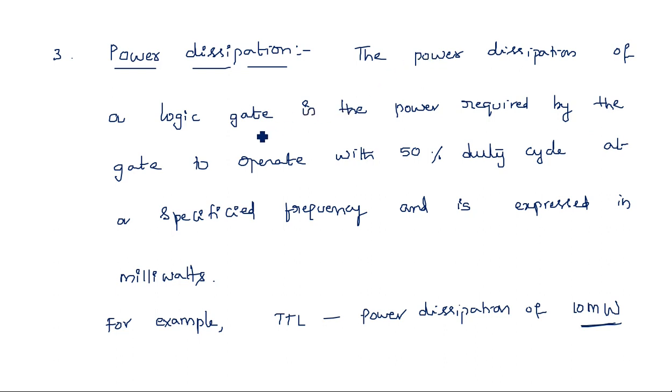So the power dissipation of a logic gate is defined as the power required by the gate to operate with a 50% duty cycle at a specified frequency. That means you are not giving unsymmetrical or any type of waveforms, you are giving a 50% duty cycle where the on period is equal to the off period. 50% duty cycle means exactly it is a square wave. When you are giving such a waveform, the power consumed by that particular device is your power dissipation.